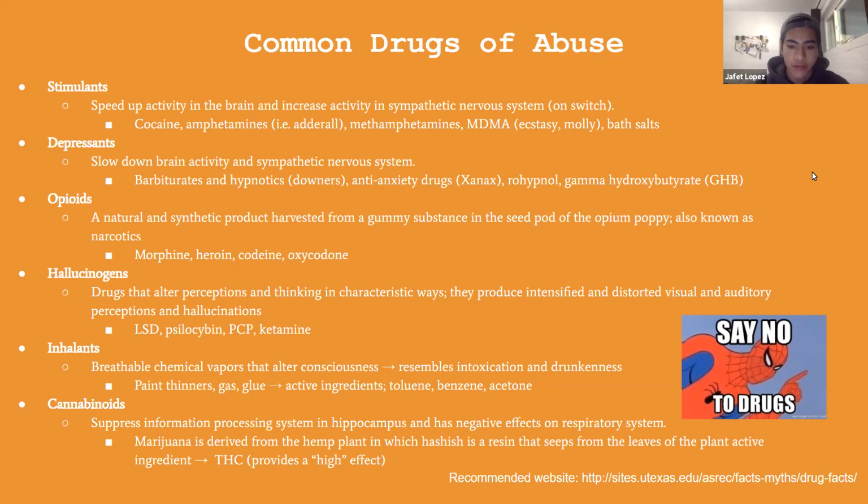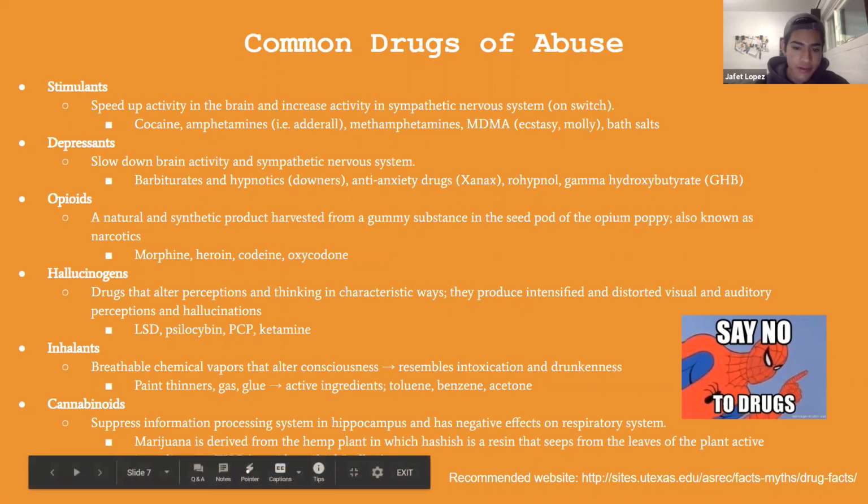A good website to visit to learn more about the myths and facts about some of the drugs of abuse is the Texas University website, which is shown at the bottom right corner.